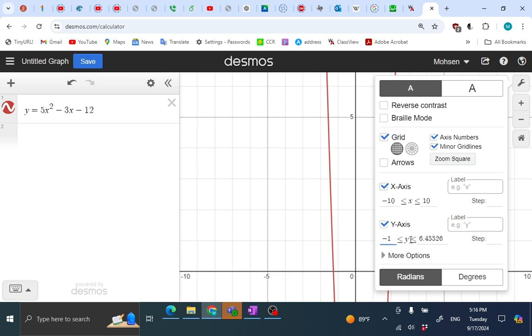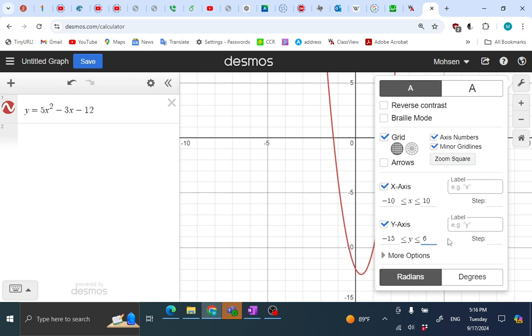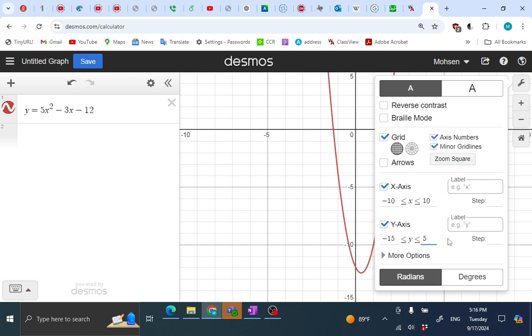Let me go to a nice number, 15. So I brought the low end of my window to -15, which is a nice number. I can see the tip here. Now the top of my graph is at this number. If I want to make a nice top frame, maybe I use 5. So my graph is extending from -15 to 5.